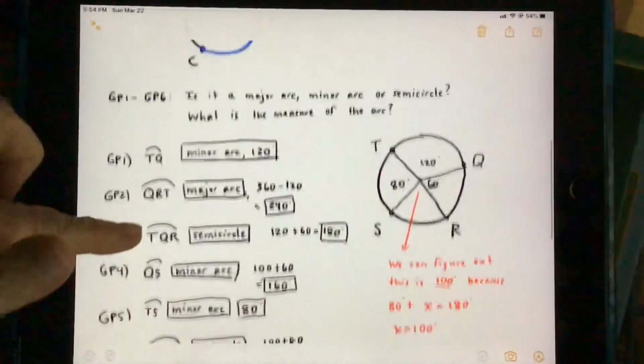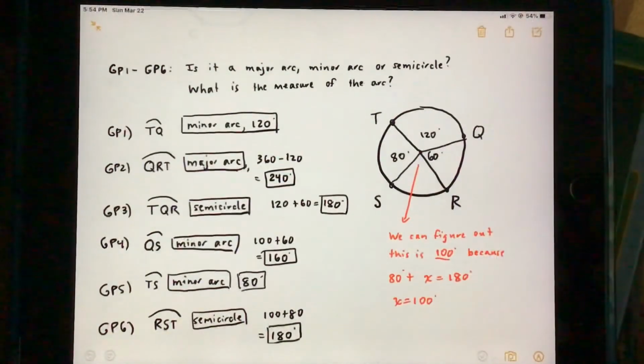Okay, let's do a few guided practice problems here, capitalizing on these ideas. In guided practice 1 through 6, we're asked two questions for each problem. One question is, is it a major arc, a minor arc, or a semicircle? And then what is the measure of the arc that's being named?